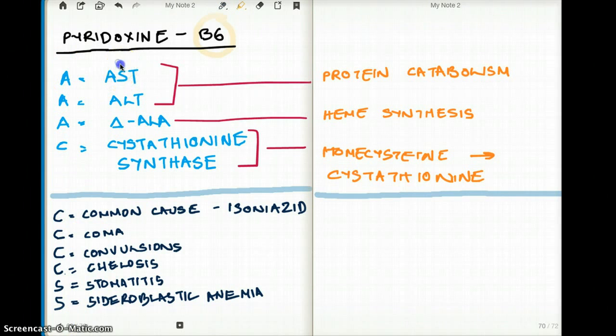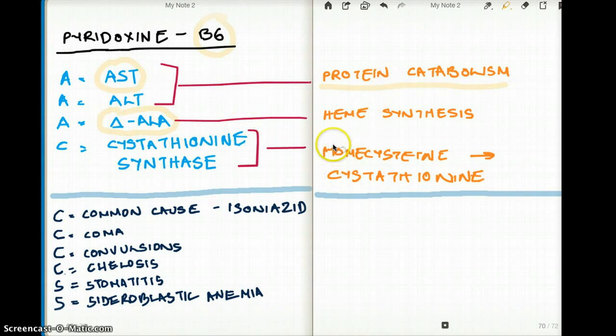The first A stands for AST, the second A stands for ALT, and the third A stands for delta ALA, and the C stands for cystathionine synthase. AST and ALT are part of protein catabolism. Delta ALA is part of heme synthesis, and cystathionine synthase is used when converting homocysteine to cystathionine, and we're also using B6 along with that. We're going to go over each of these steps individually.